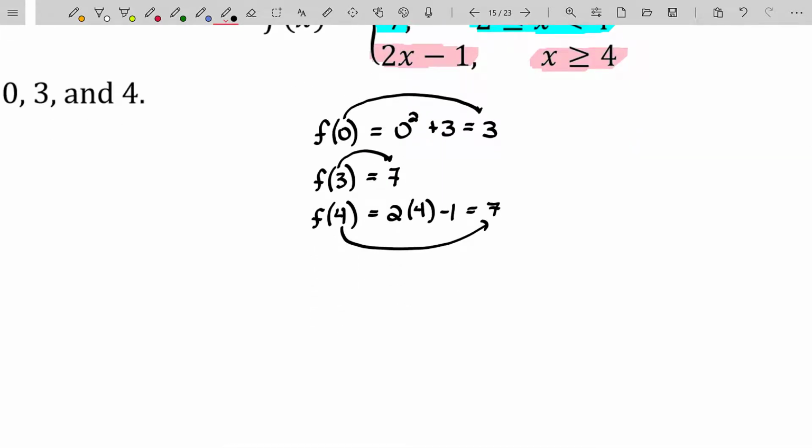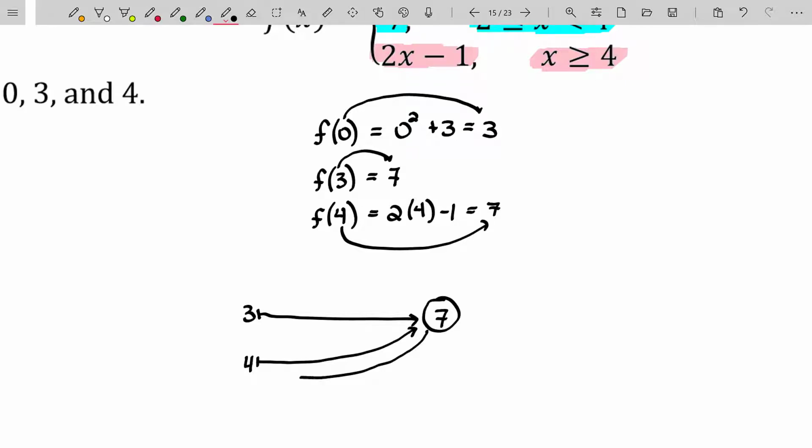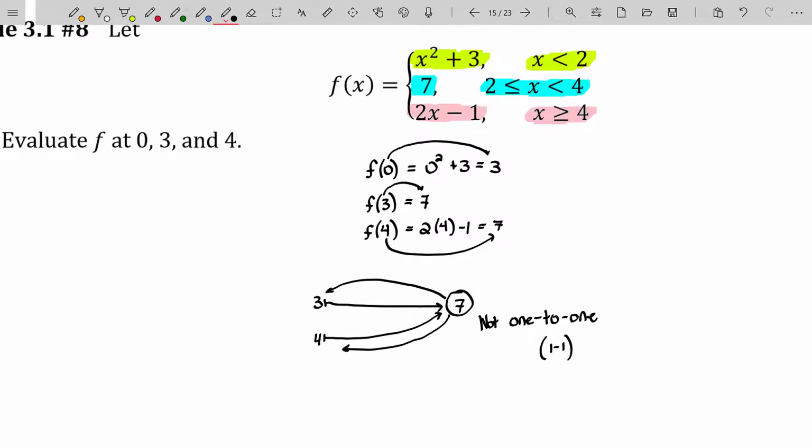And the reason why is obvious from what we've written. 3 leads to 7 as an output, and the input of 4 also leads to 7. And because 7 is an output that leads back to two completely different inputs, this is not one-to-one. And by the way, when we write one-to-one, some people write it this way, which is perfectly fine, just means 1-1. That's totally okay.